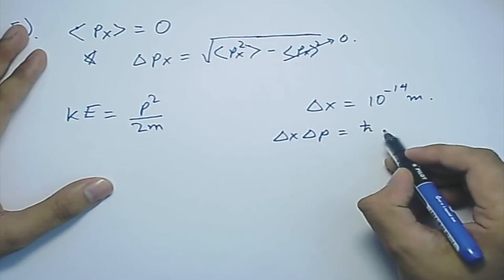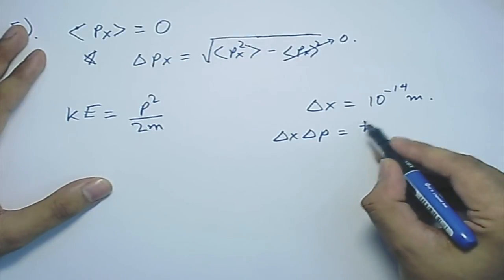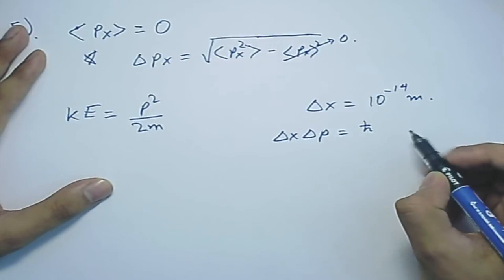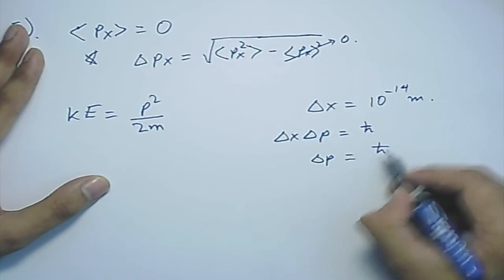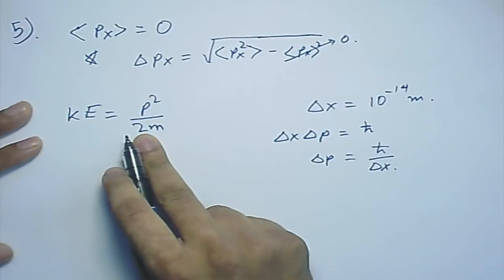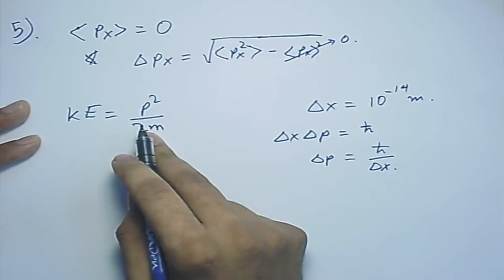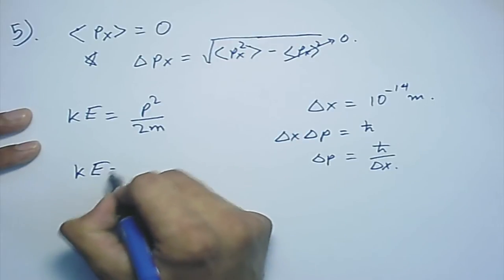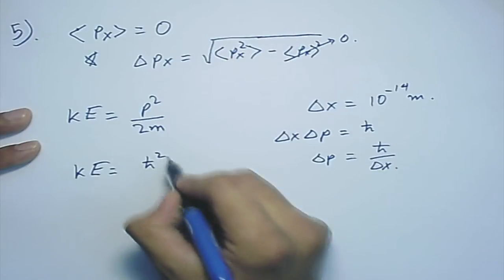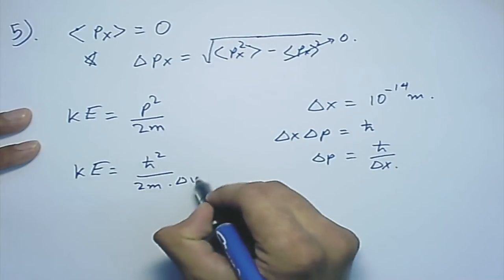This entire problem just needs us to do an order of magnitude analysis. It doesn't really need to give a precise answer. So we can just take it as h cross. Usually the exact relation would be h cross over 2, but this would work absolutely. So delta p would be given by h cross over delta x. We make the substitution here for the kinetic energy of the particle in the nucleus, and it would be kinetic energy equal to h cross squared over 2 times mass times delta x, the whole squared.